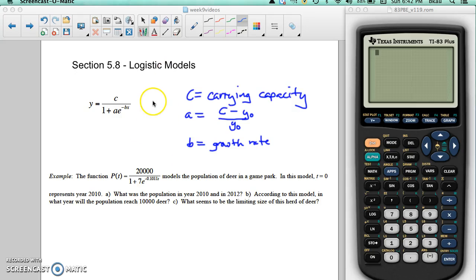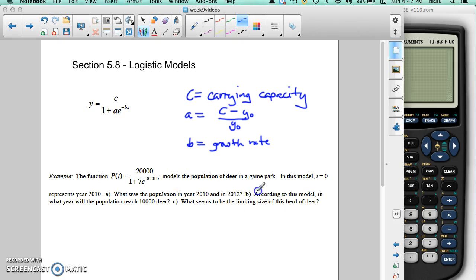Hello, and in this final video from section 5.8, we're going to cover logistic models. Logistic models are a little bit different than exponential models in that they have a limiting factor. So a logistic model is used when we have a restriction on the population.